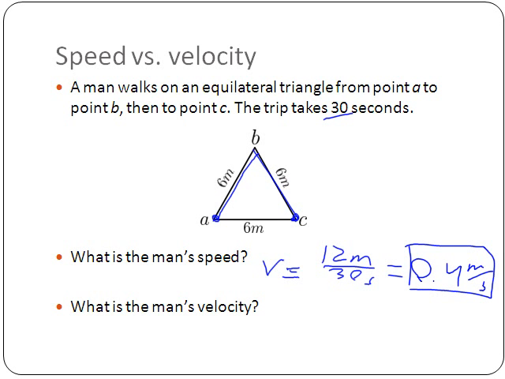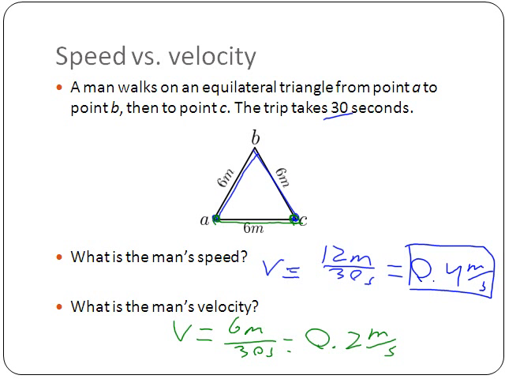Now, second question is, what is the man's velocity? So for velocity, we only care about displacement, where he started at A and then where he ended at C. And so that length is just going across here. Even though he didn't walk directly from A to C, we only care about where he started and where he ended. So the displacement is going to be 6 meters divided by the time, which is 30 seconds. Dividing this out, 6 meters divided by 30 seconds gives us 0.2 meters per second.